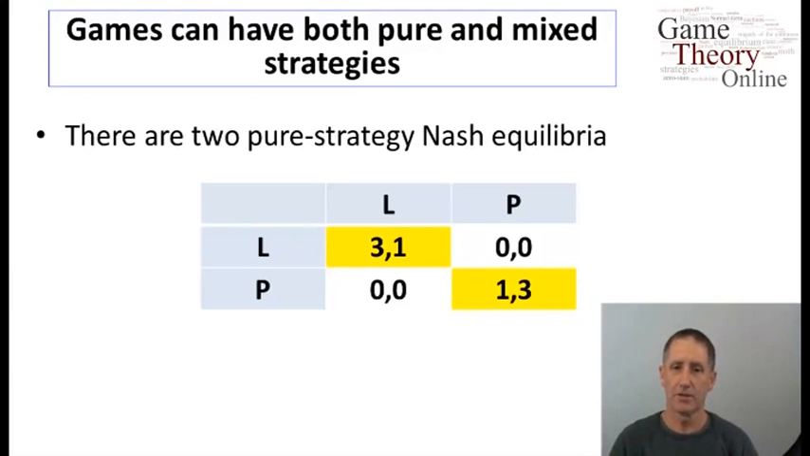Again, if she decides to go to one movie, say this one, then I definitely want to follow suit and go to the same one, and conversely here, and the same goes for her. But is there also a mixed strategy Nash equilibrium? Well, let's take a look.